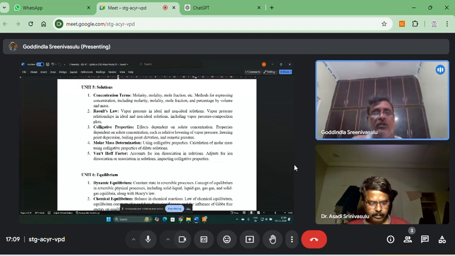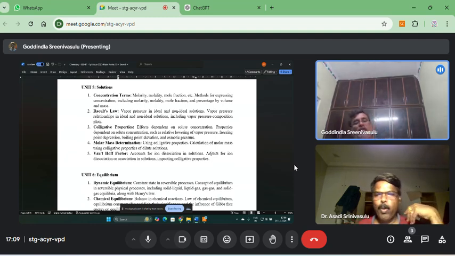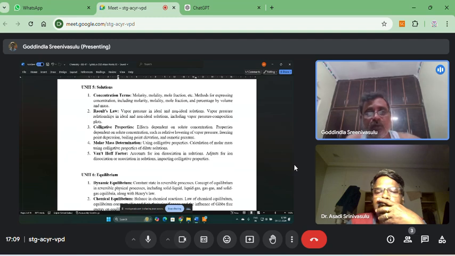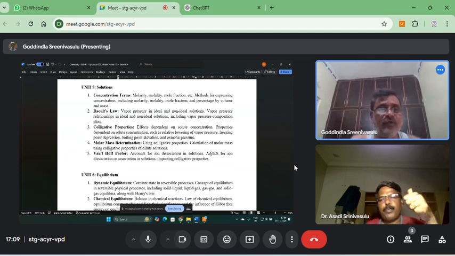So when a solute is dissolved in a solvent, some properties change. The effects depend on the solute concentration. The properties that depend on the solute concentration are relative lowering of the vapor pressure, freezing point depression, boiling point elevation, and osmotic pressure. These are the colligative properties. Colligative properties are nothing but the properties that change for a solvent when a solute is dissolved.